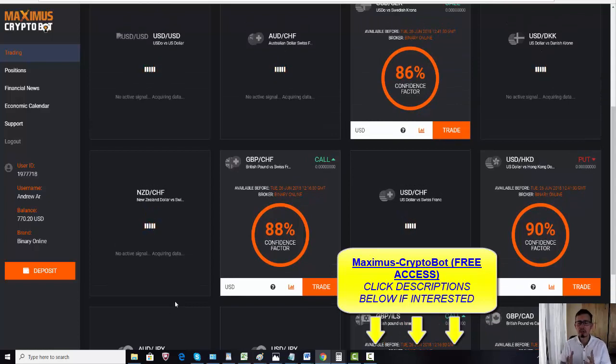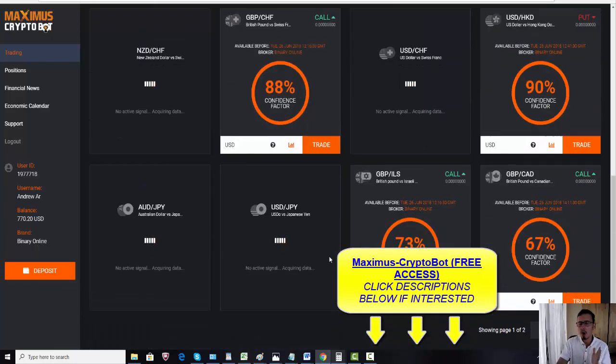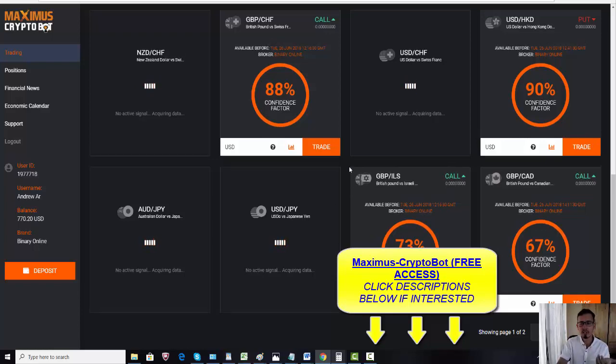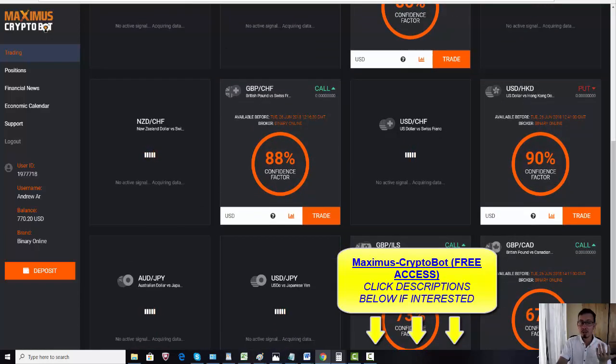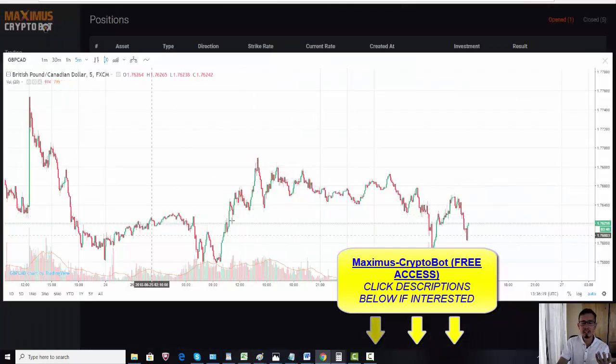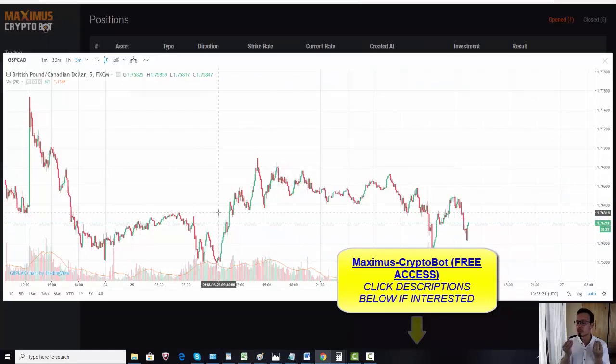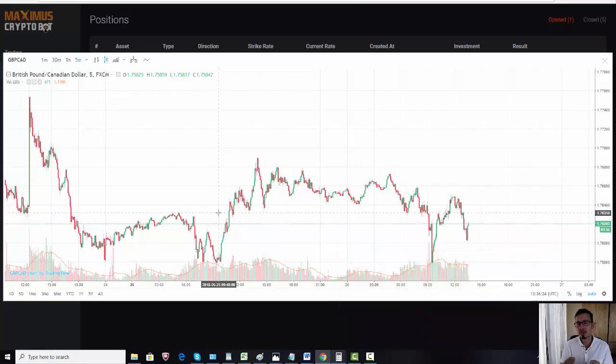But guys, remember that education and practice is the key. Education and practice is the success key for everything, but especially when it comes to online trading. You really need to start asking these questions: why do we see these signals, why do we see these currency signals, and why do we see these directions as call or put for these currency pairs? When you take a look at the charts, you will see the answers to those questions.